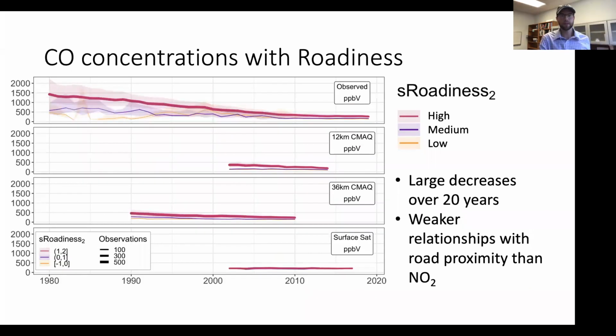CO is a little bit different. So again, you see large decreases across time, especially in the observation record going back 40 years. And at the beginning, it was pretty clear that areas with high road proximity had higher concentrations, although that difference has certainly shrunk in recent years. The models give a pretty similar answer here. The satellite, actually, we see very little difference. So that MOPITT product isn't giving us the stratification between areas with high CO and low.